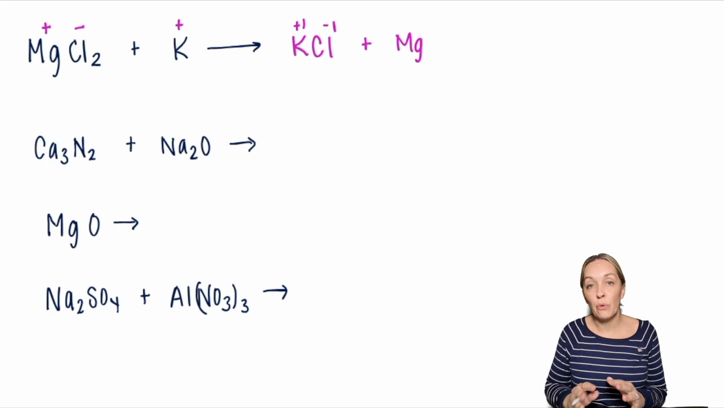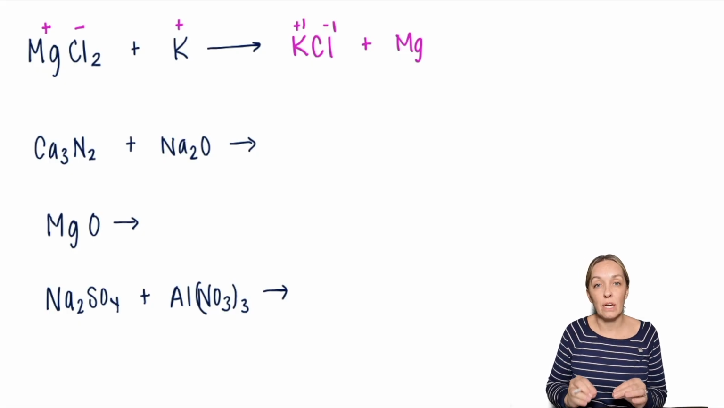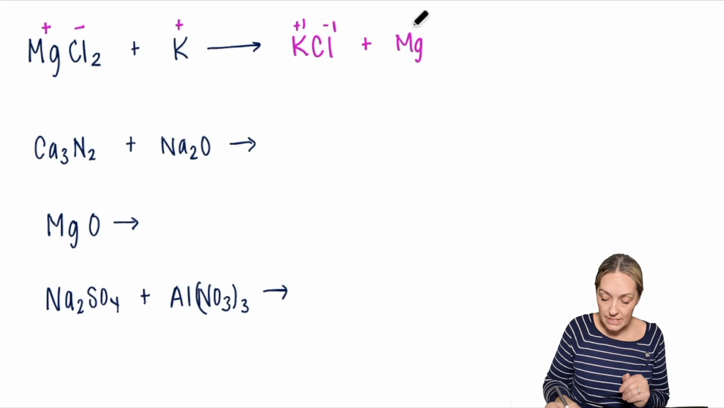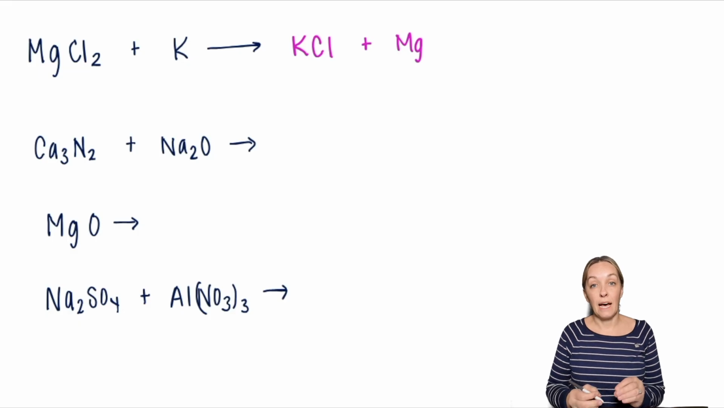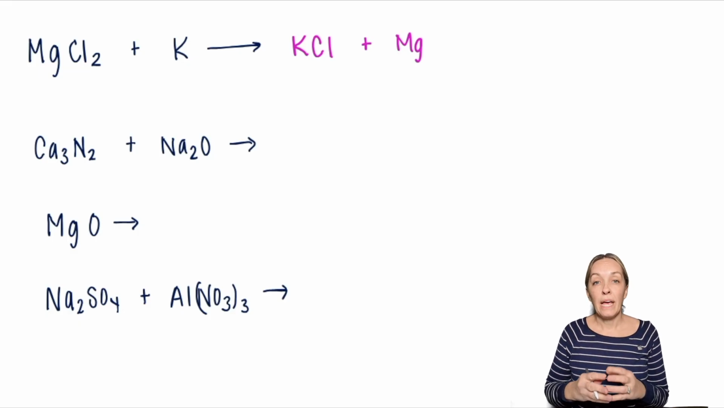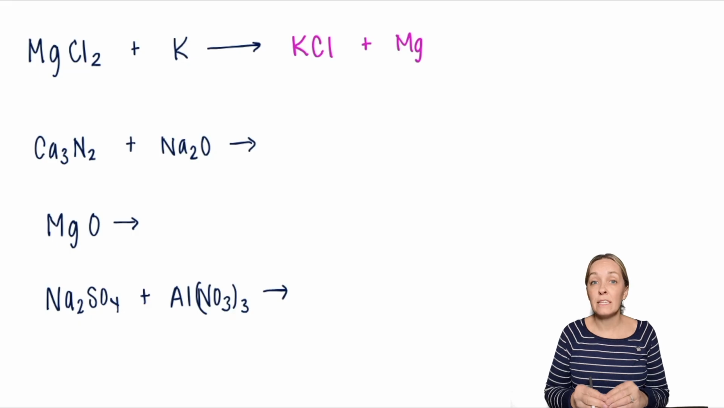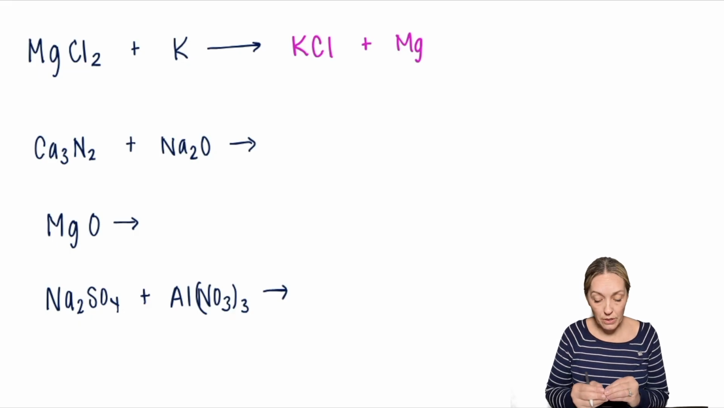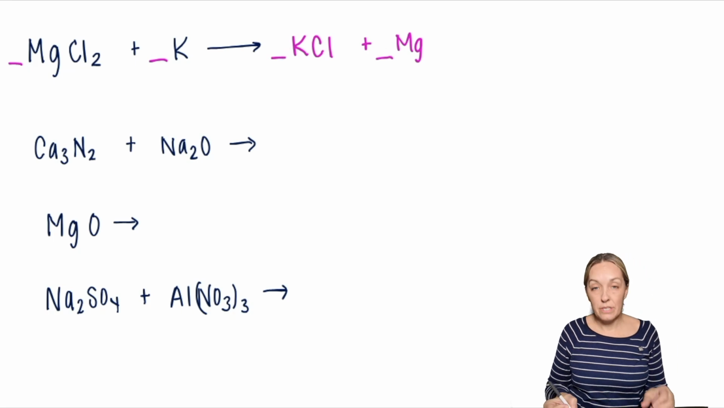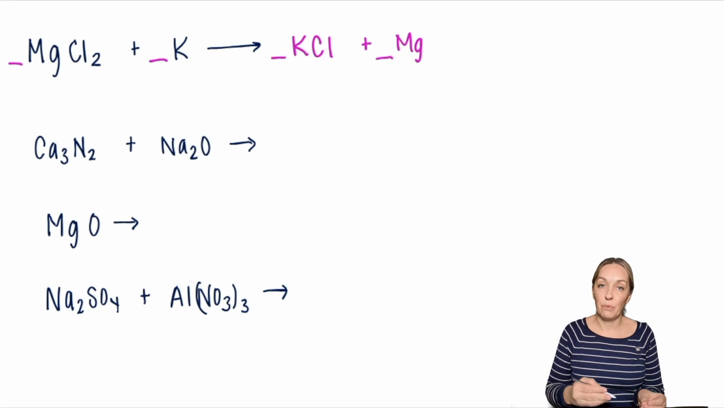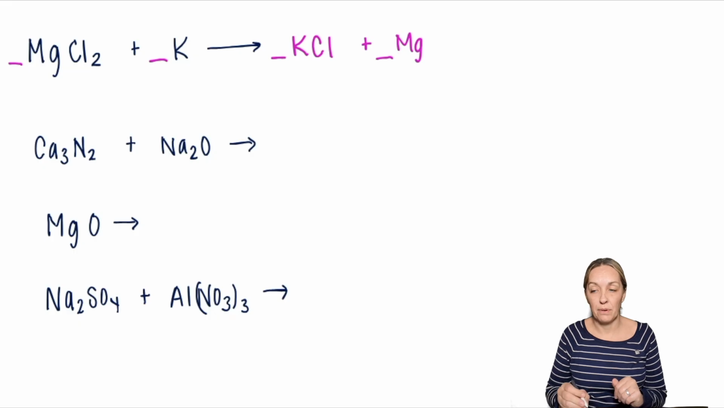When we have an element, we don't have to worry about the charge, but instead we're going to check our diatomic list to see if it's on there. Magnesium is not, so that means it's stable as is. Now that all of my elements and compounds are stable, now I have to show that mass is conserved. At this point, I can no longer change subscripts, but I can add coefficients in order to make sure that every atom that went in on the reactant side came back out on the product side.